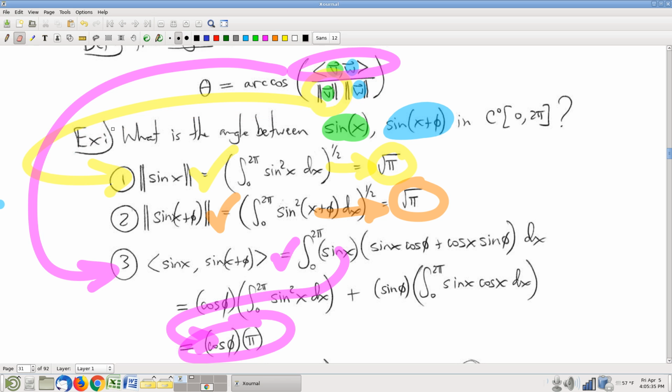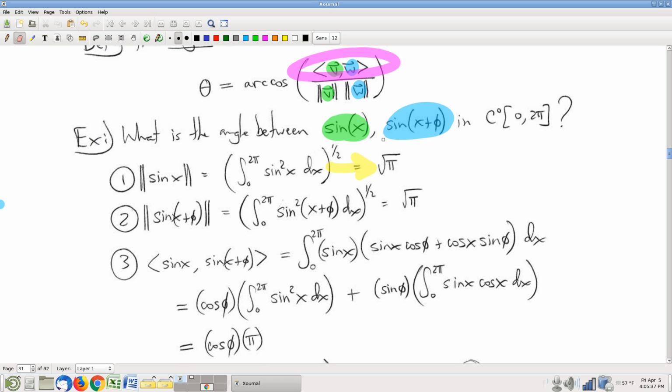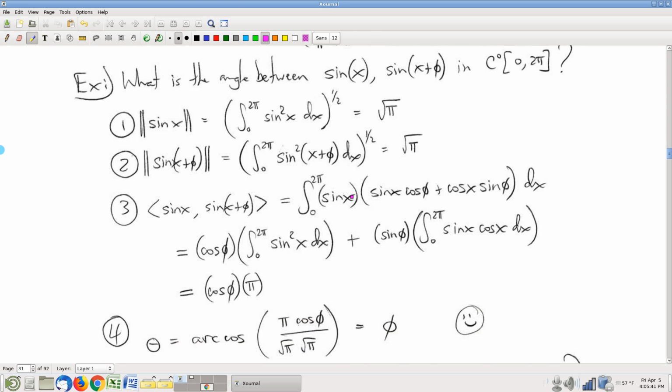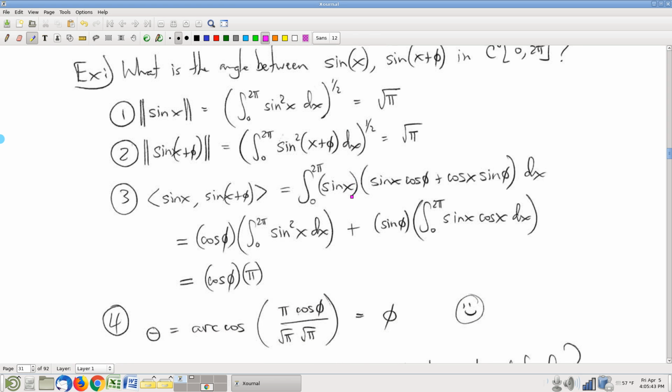Okay, lots of algebraic details for y'all to fill in. I do want to sanity check this result. By the way, you plug all these numbers in that we just computed, and what we find is that the inner product space angle is equal to the phase shift, or the negative of the phase shift. And I want to sanity check that.